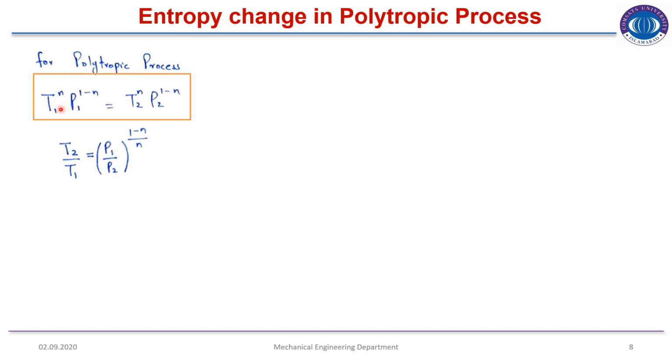In the previous slide that was the third relation. We already know how to derive this relation; we derived it in lecture 3 as well. So del S is equal to R into (n minus gamma) over (n minus 1)(gamma minus 1) natural log. Previously it was T2 over T1, but now we have replaced it with (P1 over P2) to the power (1 minus n) divided by n.